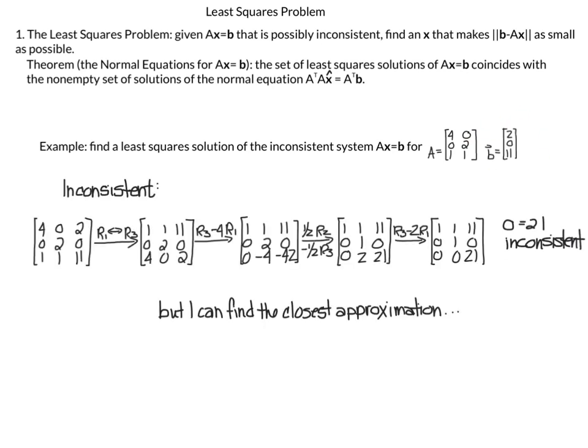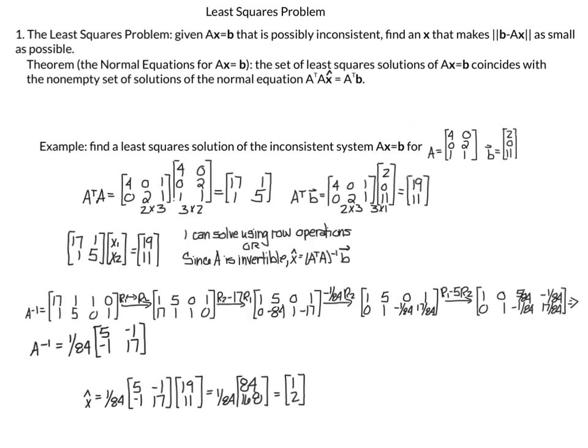The first thing I just want to emphasize is the fact that this system of equations A X equals B is inconsistent. There's no solution. So if I take the augmented matrix of A and B and I row reduce, I eventually get an equation where 0 is equal to 21. So it's inconsistent. But I can find the closest approximation for an X that gets as close to B as possible.